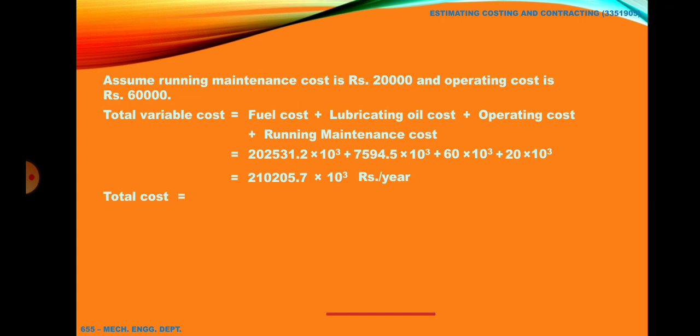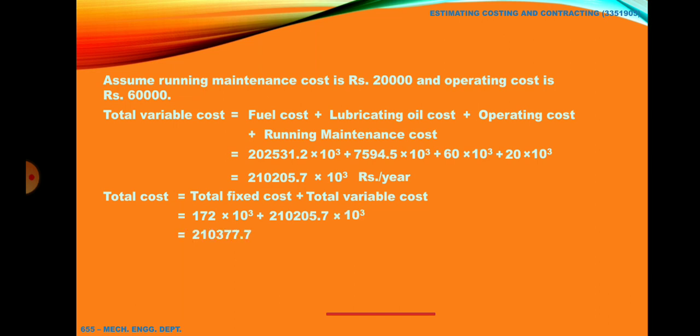Now total cost equals total fixed cost plus total variable cost. So total fixed cost is 172 into 10 raised to 3 rupees plus variable cost 210,205.7 into 10 raised to 3 rupees. So it is equal to 210,377.7 into 10 raised to 3 rupees per year.